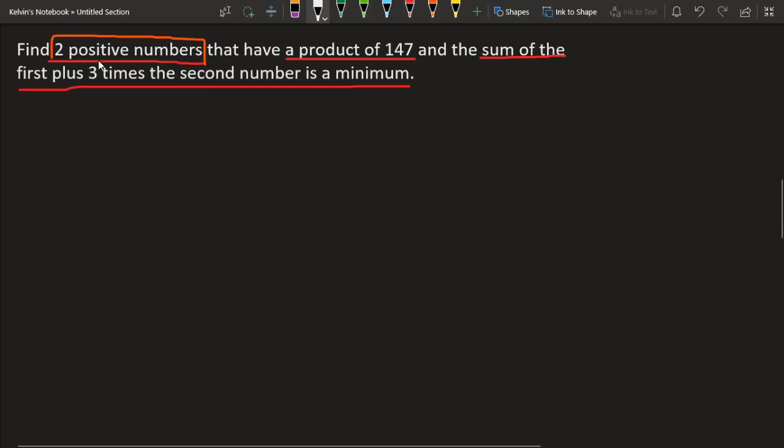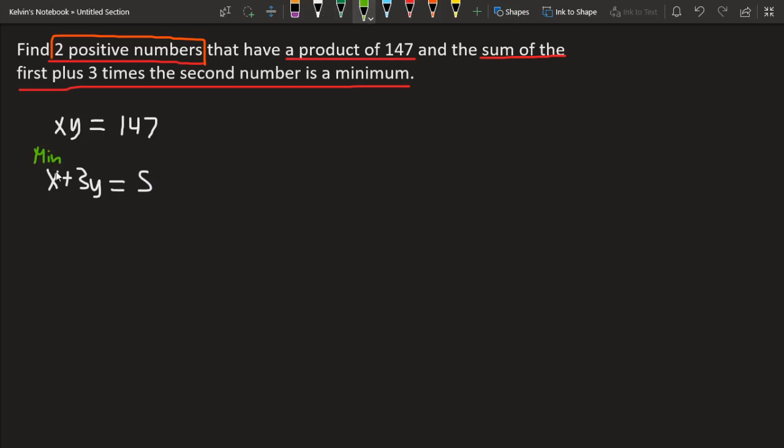I don't know if this seems obvious or not, but this is just writing a unifying equation. It's very similar to what you would do in a rates of change problem. So two positive numbers multiplied by each other is equal to 147. Let's call these positive numbers x and y. So x times y is equal to 147. The sum of the first, so we'll call x the first number, plus 3 times the second number is a minimum. So x plus 3y is equal to, and then we'll say s for sum. So x plus 3y is equal to a sum. And we know that this sum has to be a minimum, like so.